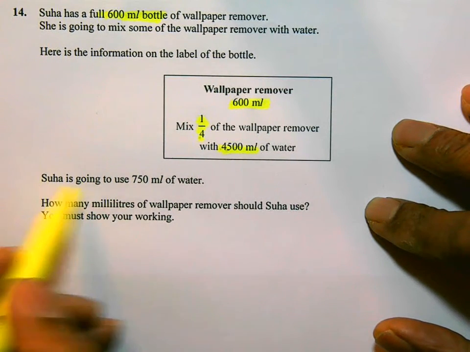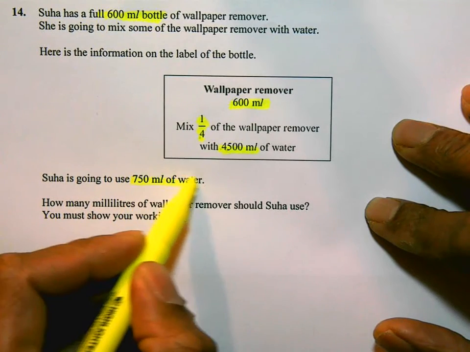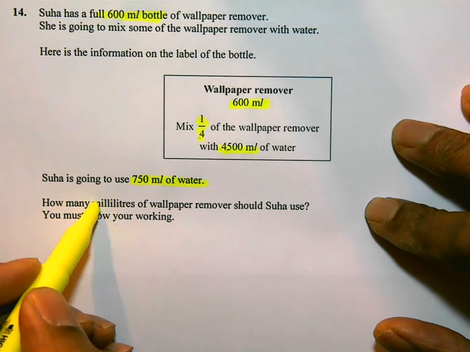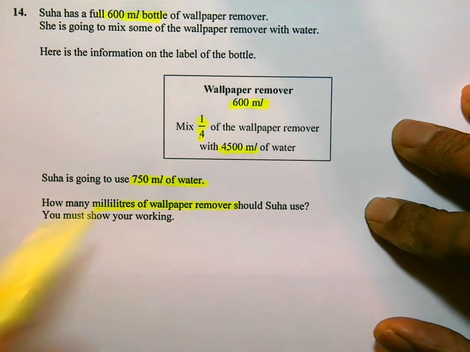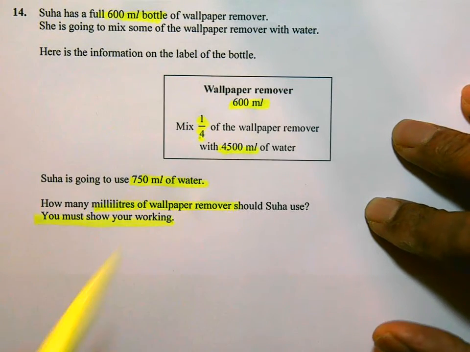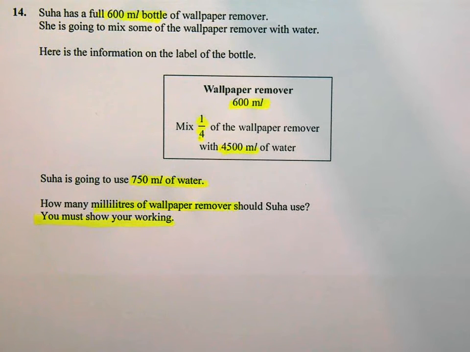Susha is going to use 750 ml of water. How many milliliters of wallpaper remover should Susha use? And you must show all your work. So they want you to show all stages of your work throughout this.